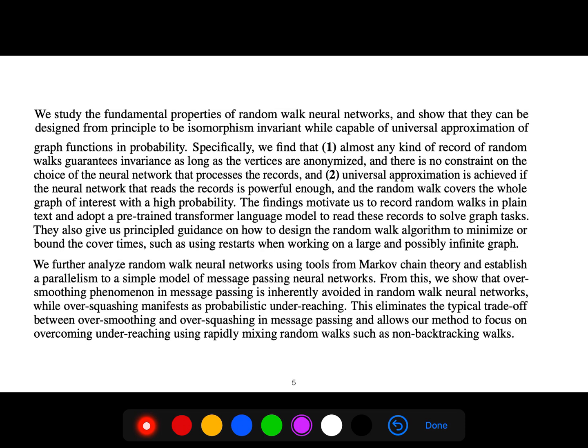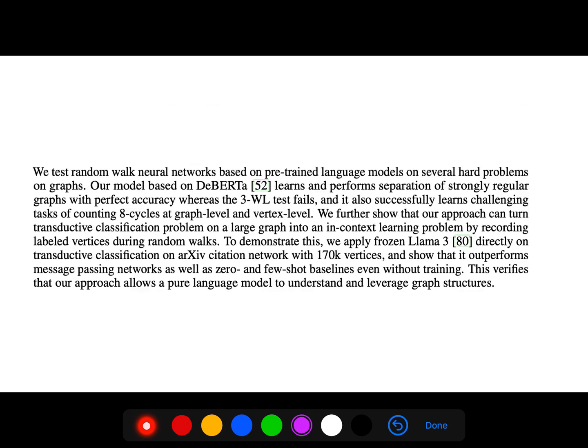So we find that almost any kind of record of random walks guarantees invariance as long as the vertices are anonymized. And there is no constraint on the choice of the neural network that processes the records. Second, the universal approximation is achieved if the neural network that reads the records is powerful enough and the random walk covers the whole graph of interest with a high probability.